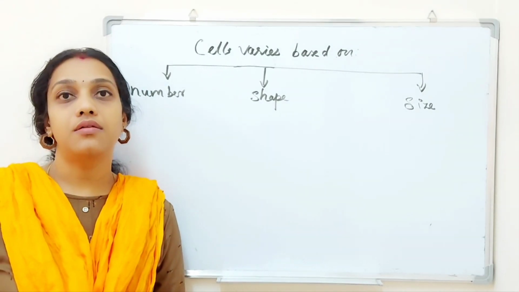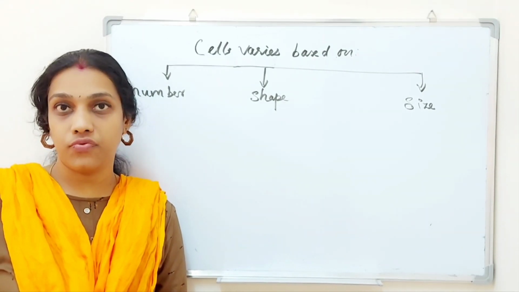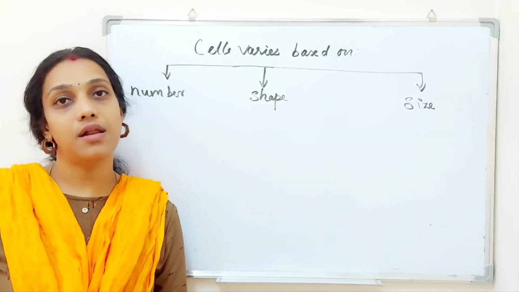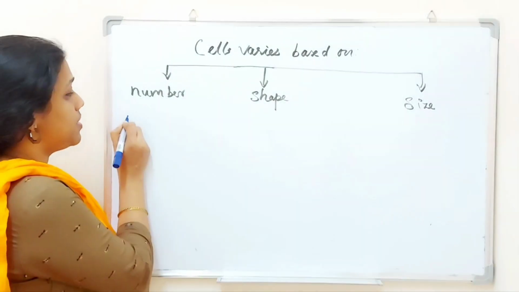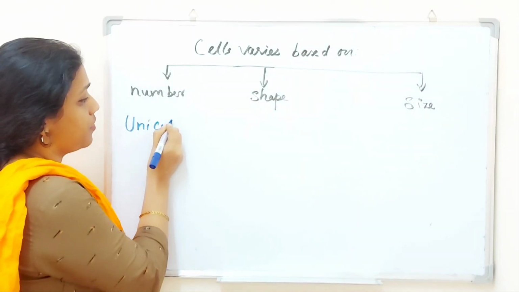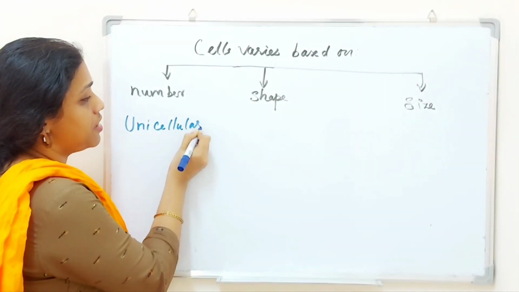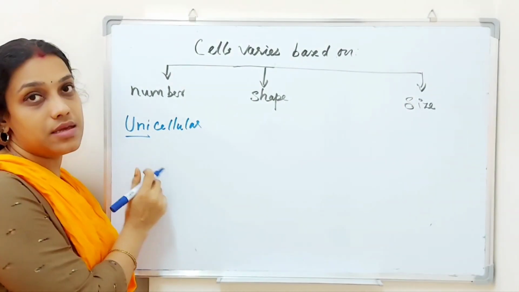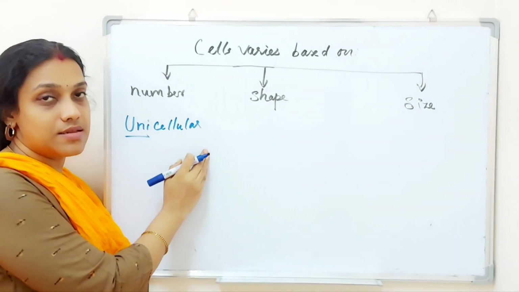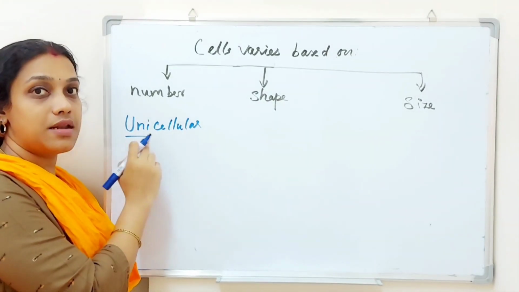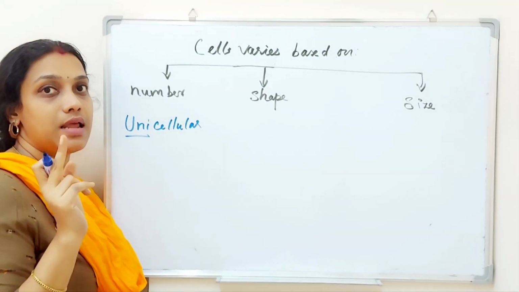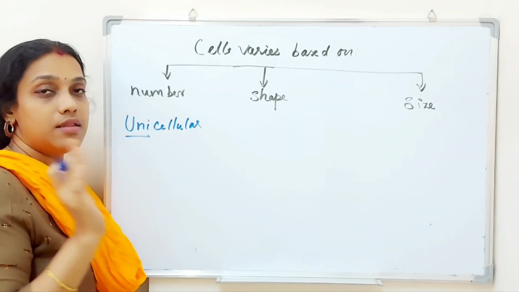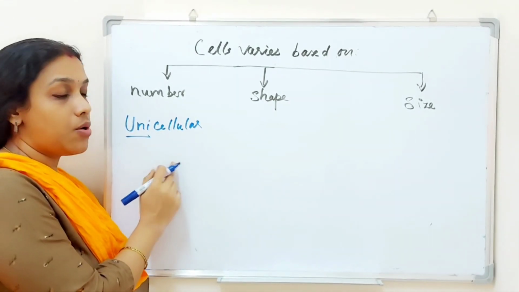Based on the number, organisms are categorized into two forms. They are unicellular organisms and multicellular organisms. So the first type is unicellular organism. Here from the name itself we can understand what it is. Uni means single. Cellular means cells. So organisms that are having only one cell in their body, the entire body is having only a single cell, that is known as unicellular organisms.